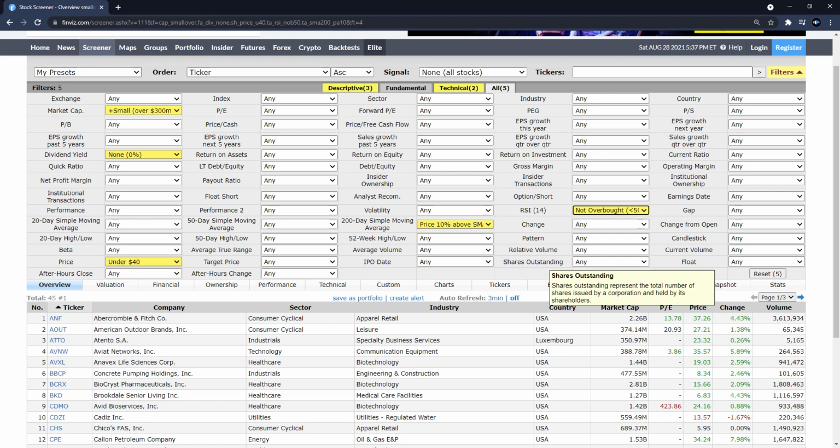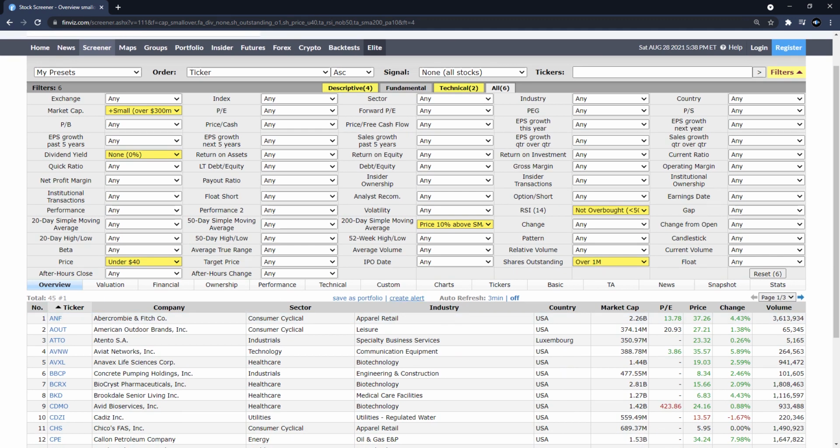The shares outstanding represents the total number of shares issued by a corporation and held by its shareholders. So how many shares are held out there with the institutionals and retail traders? Just over 1 million. This is what we want to have in a filter. So as you can see right here, we have 45 stocks at the moment, and that's basically all we need to have.